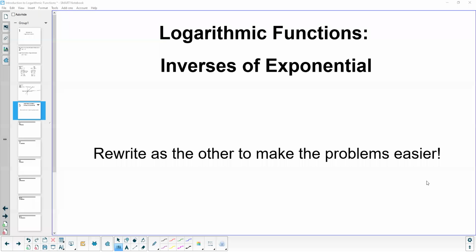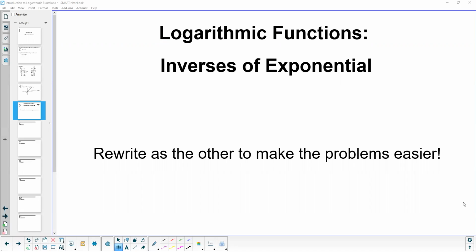Hi, this is Mrs. Kidman, and in this video, we're going to be talking about how we can rewrite exponential functions as logarithms. So what we're going to do is take these logarithms and these exponentials, which are inverses of each other, and rewrite them as the other.